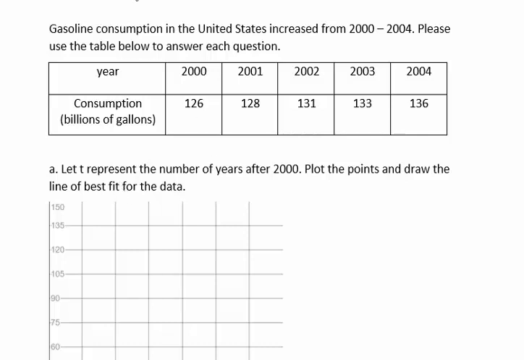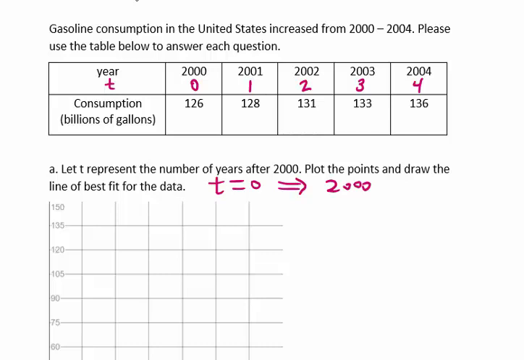Okay, so if T is the number of years after 2000, that means T equals 0 would represent the year 2000. And so we can go in and fill in our table. Instead of years, we can use T values of 0. And 2001 is 1 year after 2000, so it would be a T value of 1. And then 2, 3, and 4.